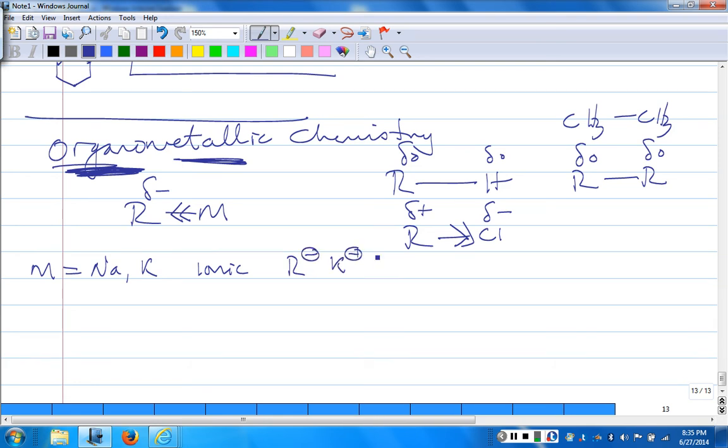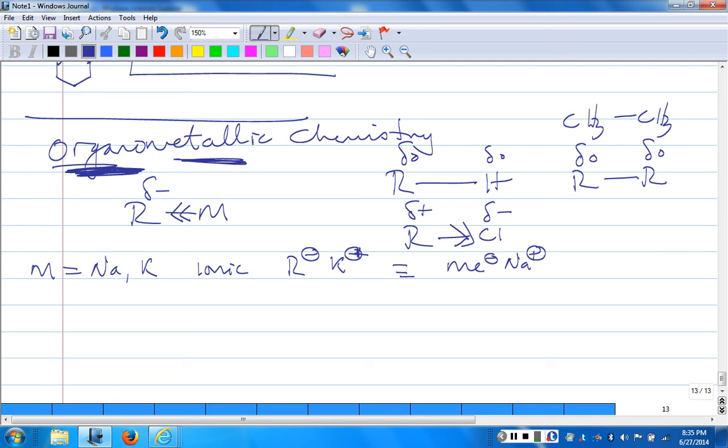So for example, methyl sodium is actually an ionic compound. It's crystalline. It has a high melting point, high boiling point. Classic inorganic, classic crystalline behavior. Classic ionic behavior. When it's molten, it conducts electricity.